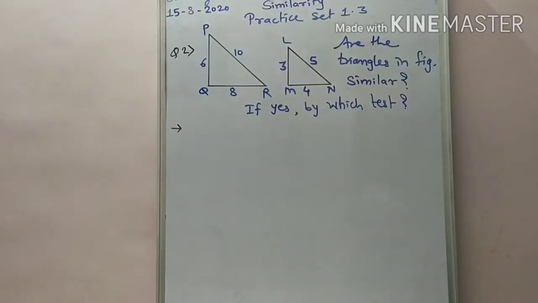In the second example, we are given two triangles, triangle PQR and triangle LMN. Here we have the measures of the sides of triangle PQR, and similarly we have the measures of the sides of triangle LMN. The question is, are the two given triangles in the figure similar or not? And if yes, then by which test are these two triangles similar?